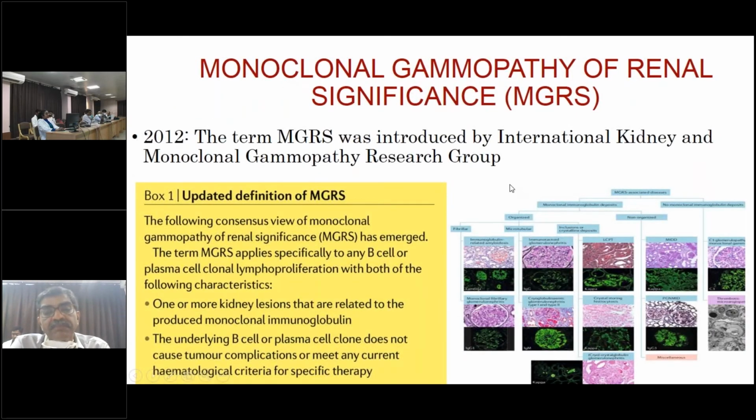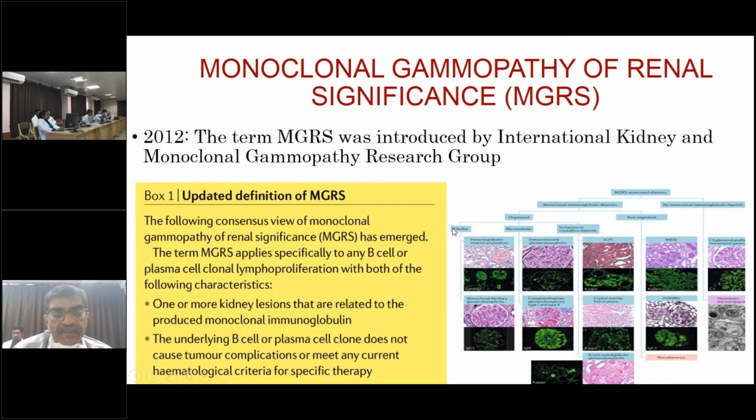So the first set of clinicians to notice this were the nephrologists. In 2012, the term MGRS was introduced by the International Kidney and Monoclonal Gammopathy Research Group. MGRS stands for monoclonal gammopathy of renal significance, where they saw patients with MGUS, which is very prevalent in patients over 50 years of age, with 3% prevalence.